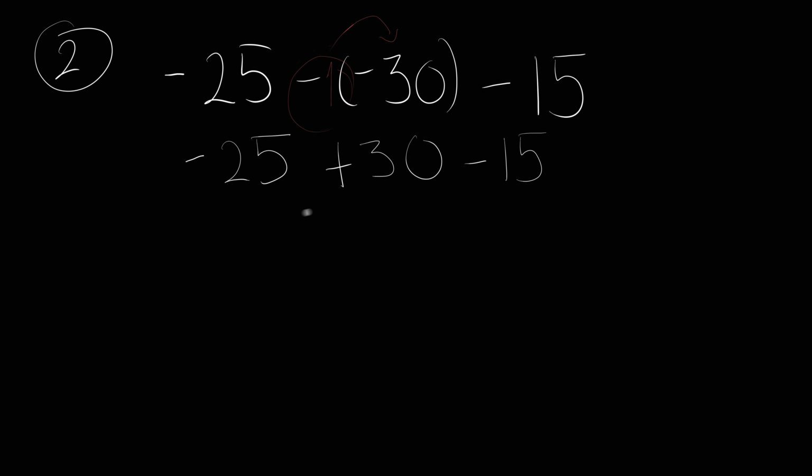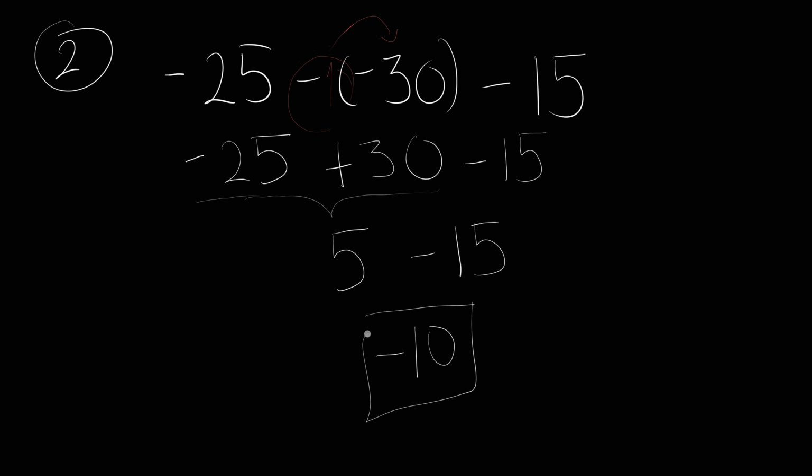Here, let's combine like terms one by one. So maybe I'm going to just do this -25 and this positive 30. So -25 plus 30 is going to give you 5. 5 minus 15. So whenever we're doing this, it's a positive 5 and a -15. So we're going to get -10 as the final answer.